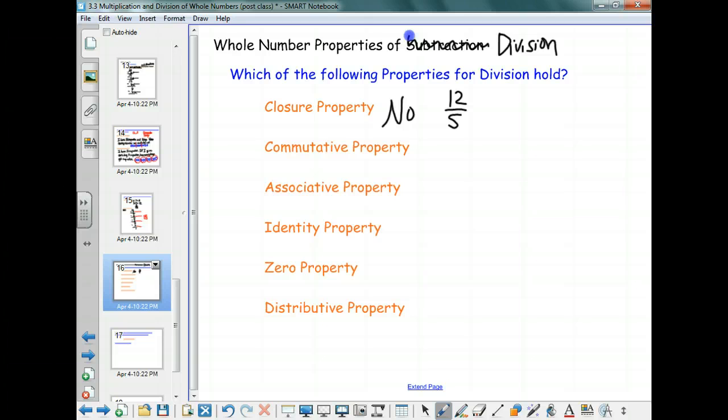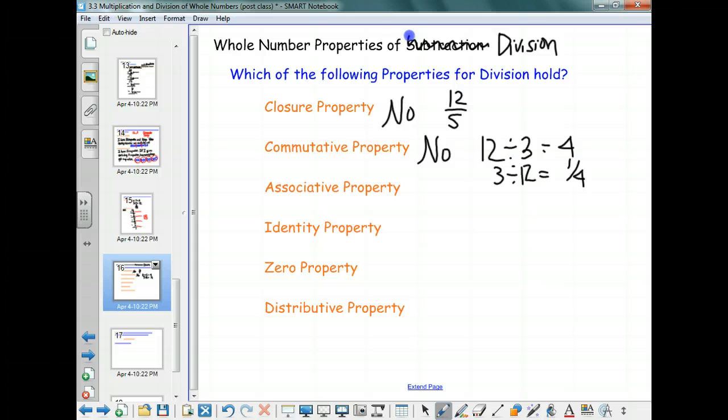Commutative property, does it hold? No. Give me an example. 12 divided by 3 is 4. 3 divided by 12 is actually what? 1/4. In fact, we don't even end up in the whole numbers anymore when we do that, right? Which was the whole problem with the closure property.